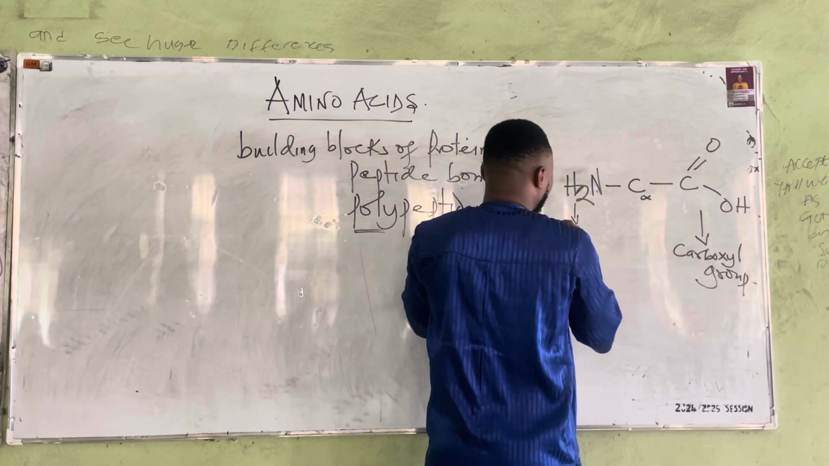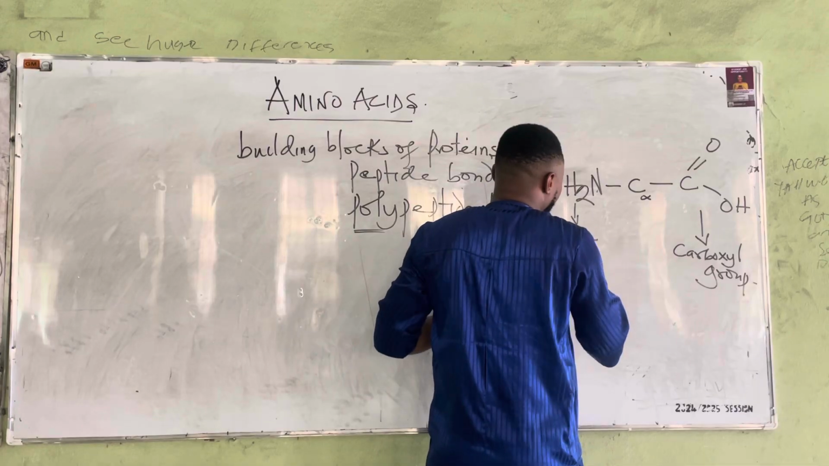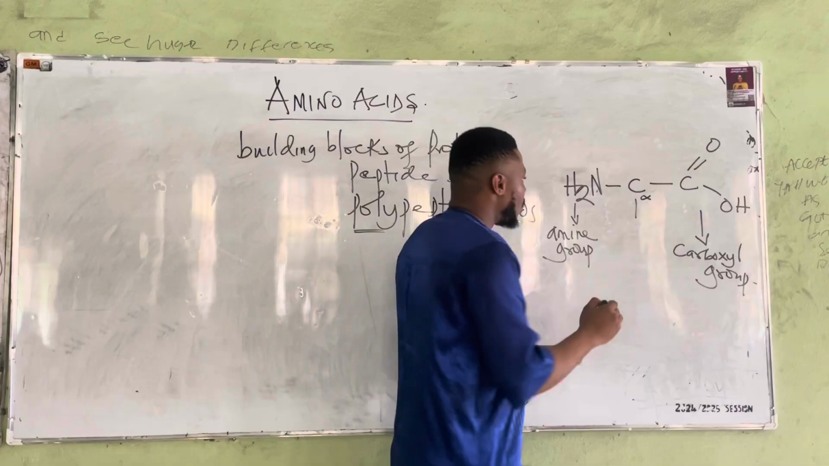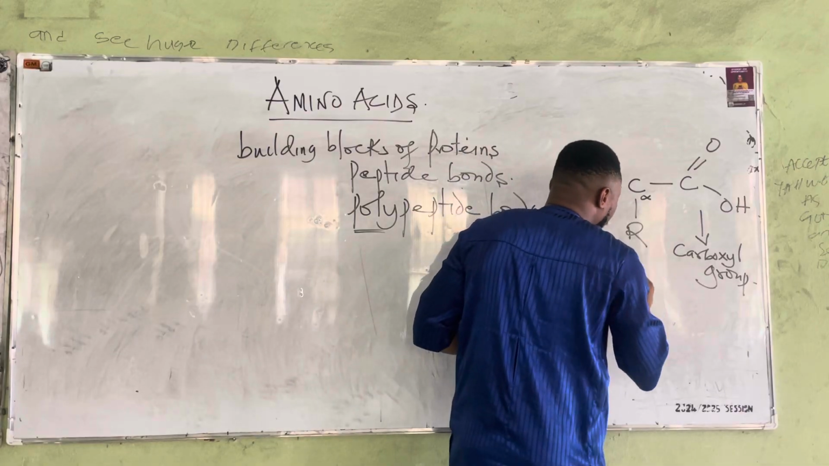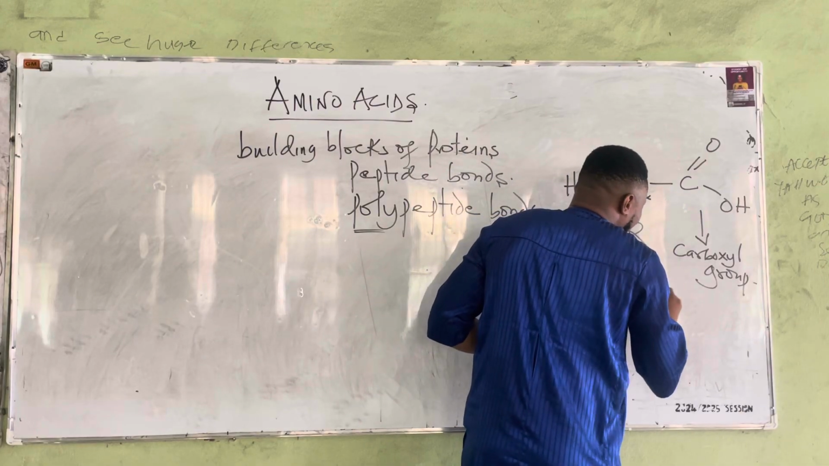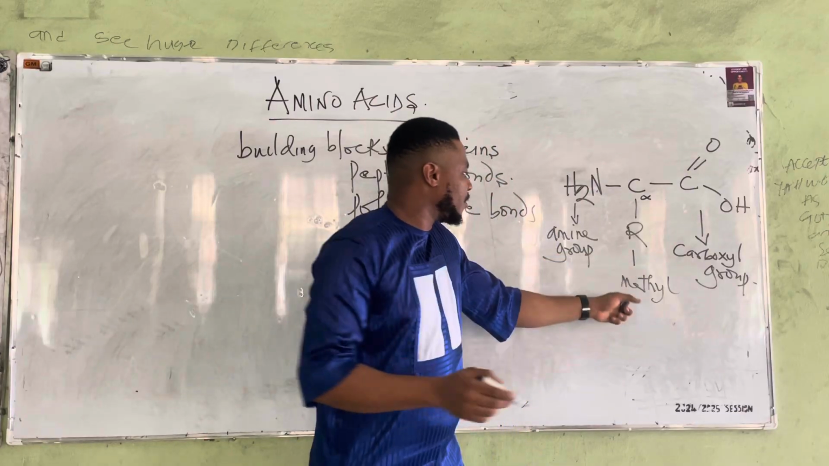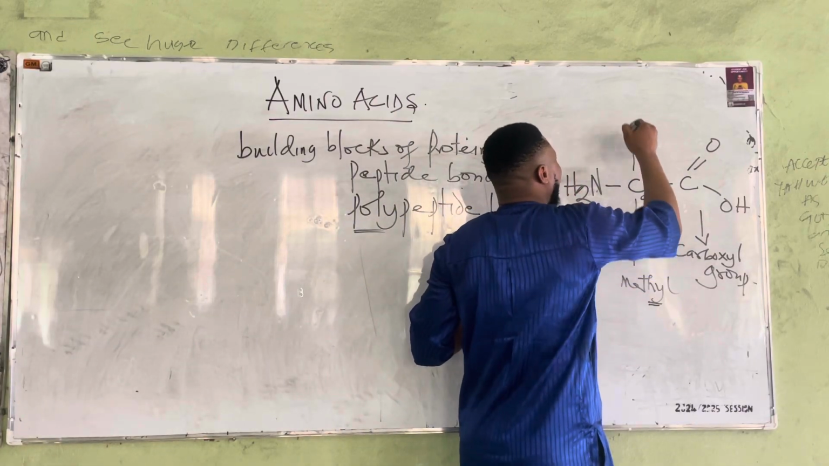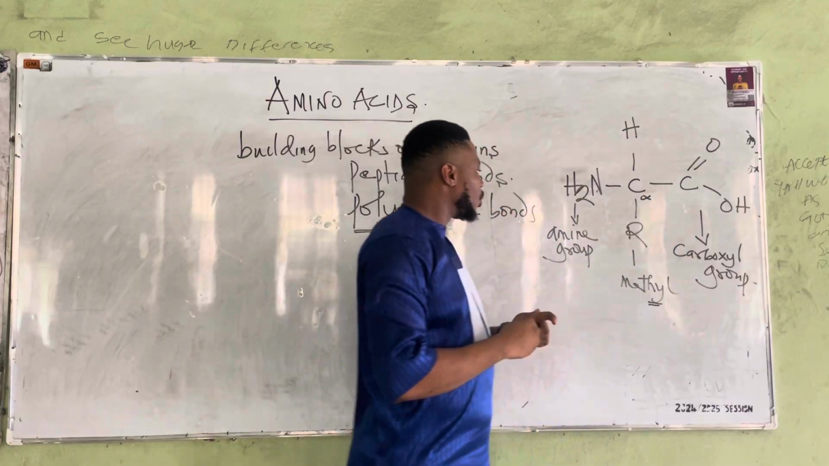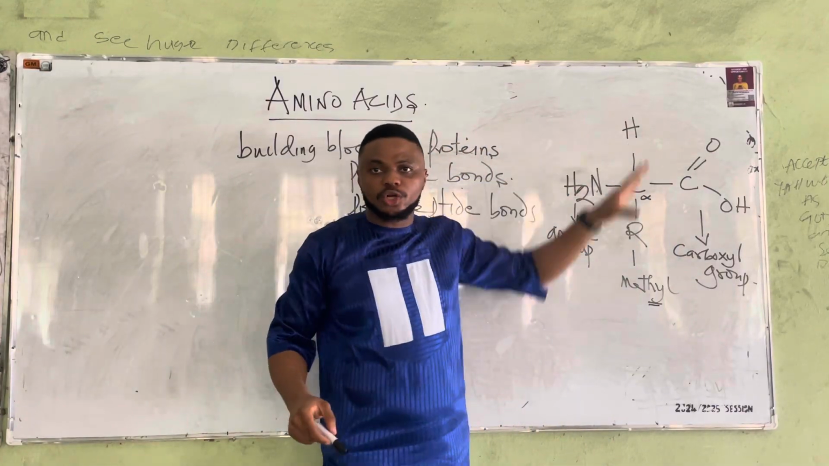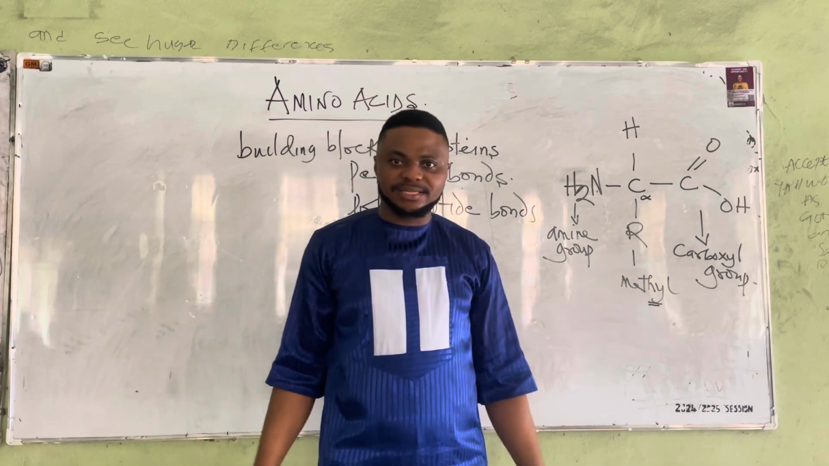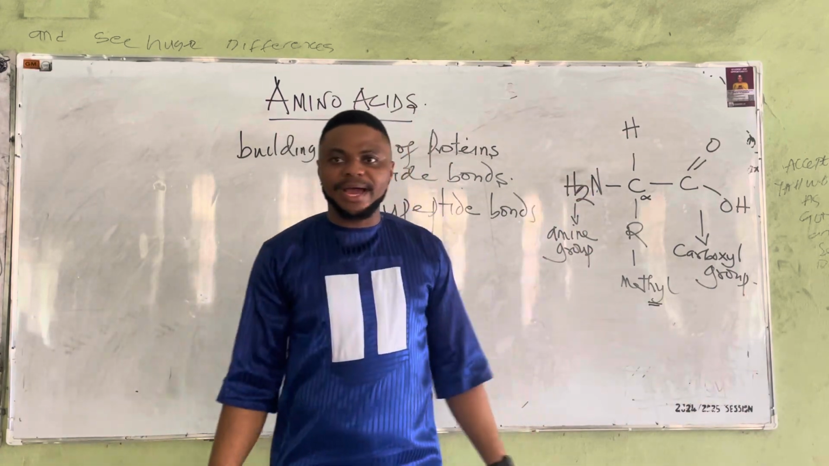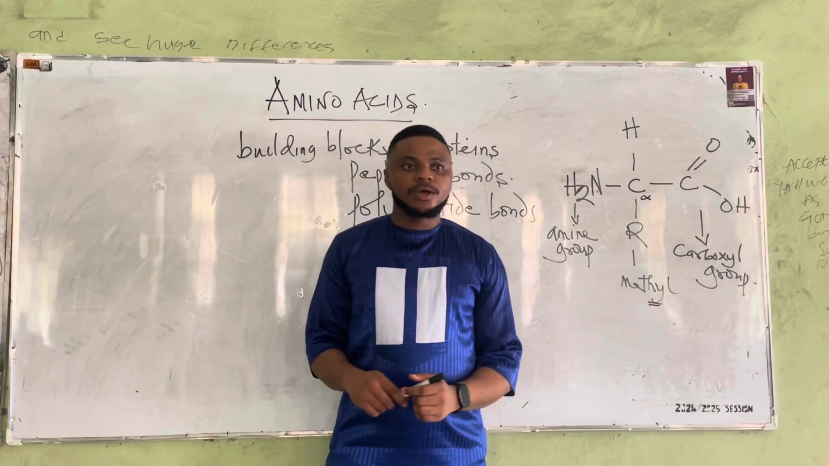Now this central carbon also has an R group. I told you that anytime you see R, this is methyl. Then the carbon here has an extra hydrogen. So this is the basic structure of amino acids. Is that clear? Yes. This is the basic structure of amino acids. Are we together? Alright.